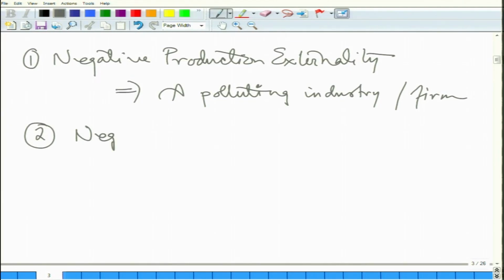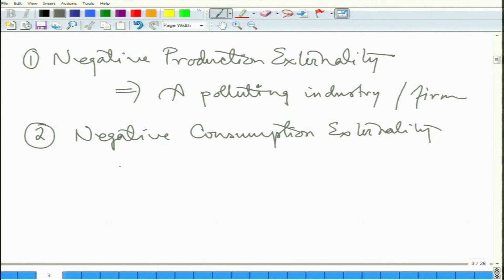is negative consumption externality. Now, the best example of negative consumption externality is smoking a cigarette, which causes harm for the passive smokers, right? I smoke a cigarette, I pay for it, so that's my private cost. I pay for a cigarette, I smoke that, and that is my benefit, private benefit, my own benefit.